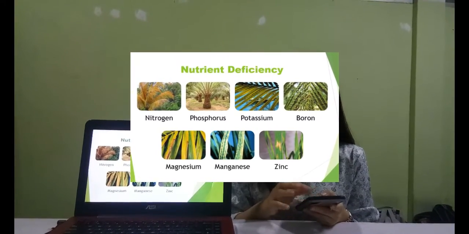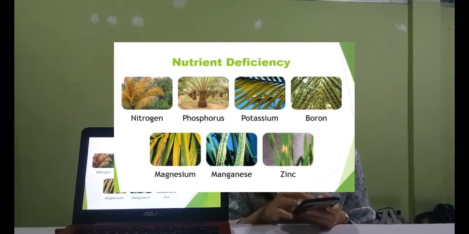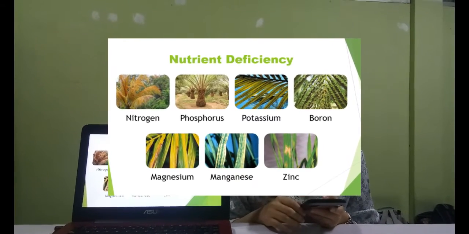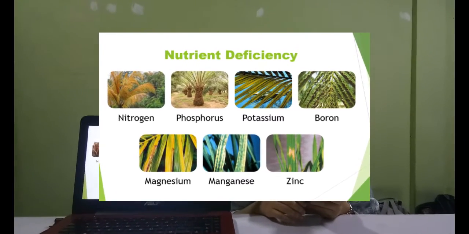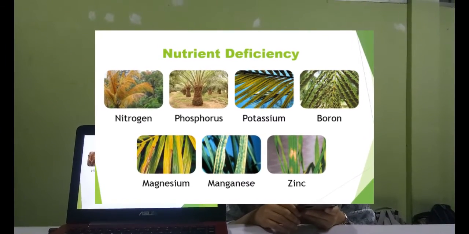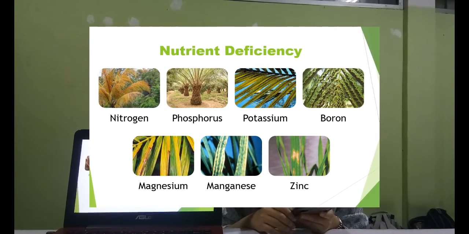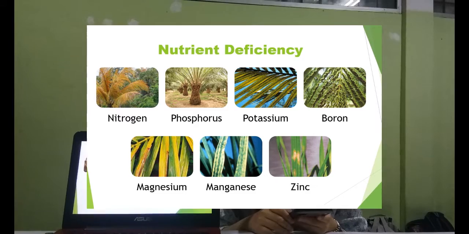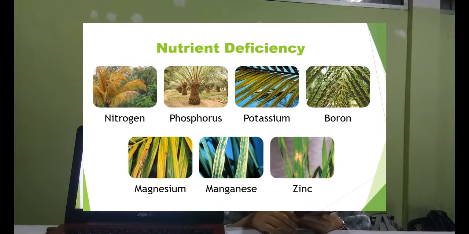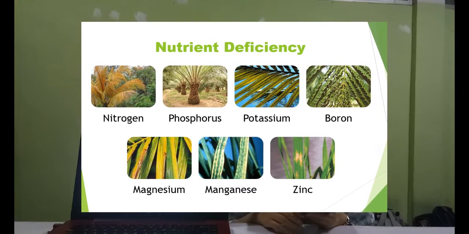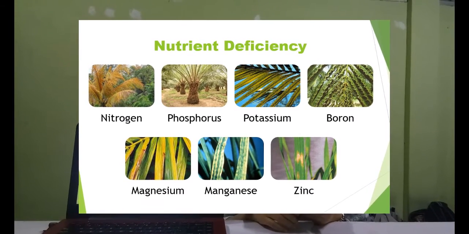And the first one, we are going to talk about the macronutrients needed by oil palm trees, which is nitrogen. When nitrogen is insufficient in oil palm trees, this type of nutrient deficiency will occur in young oil palm trees. The symptoms are uniformly pale and yellow-green leaves. The midrib tissues of the oil palm tree will turn bright yellow instead of the normal green color.